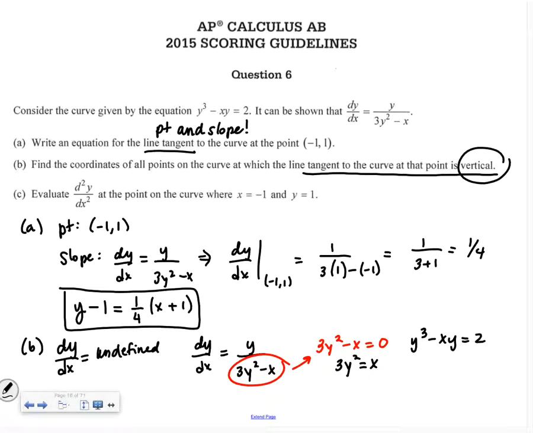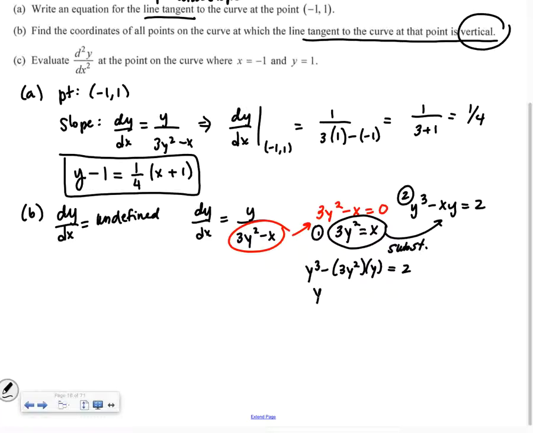So we're going to take this equation and substitute it in. This was equation number 1, this is equation number 2. So we have y cubed minus 3y squared times y equals 2. We replace that x with 3y squared, and we solve it. So we have y cubed minus 3y cubed equals 2. So we get negative 2y cubed equals 2. So y cubed equals negative 1, so y is negative 1.